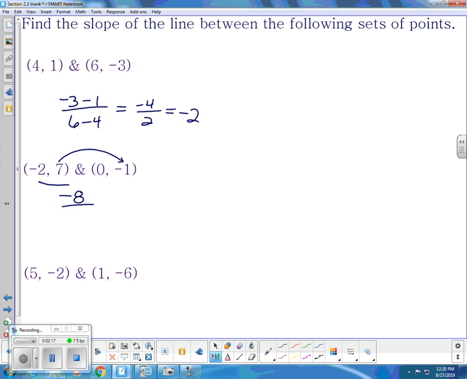And how did my x value change? Was it a positive or a negative change? Positive 2. So the slope is -4. Okay? That's what slope actually means. What's the y change over what is the x change from point to point?